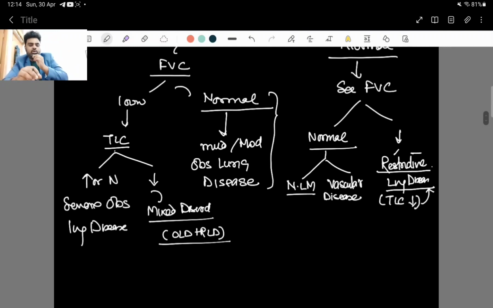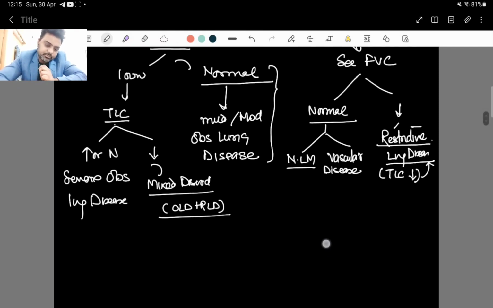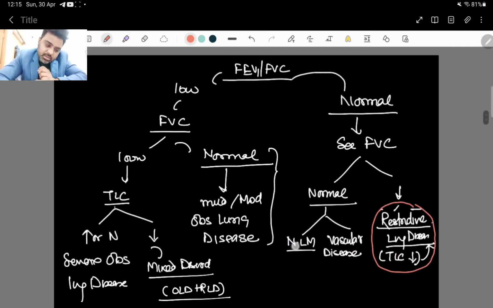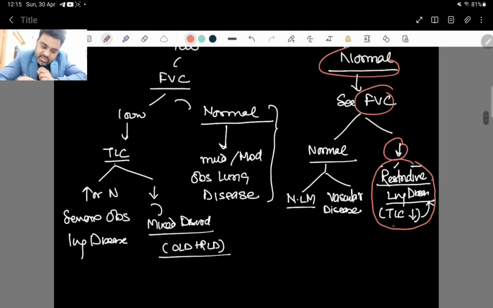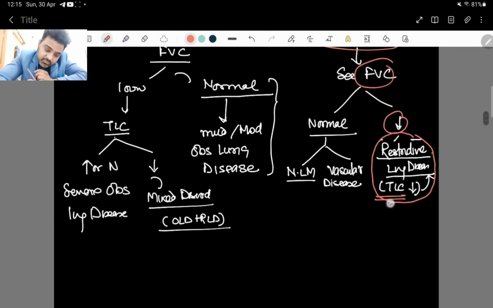Now, we'll add DLCO, that is diffusing lung capacity of oxygen, in this. Now we have understood that this patient has a restrictive lung disease. Why? Because FEV1 by FVC is normal. We have seen FVC is decreased. Then we have seen TLC is decreased. That means this is a restrictive disease. But we don't know whether this restrictive lung disease is intraparenchymal type or extraparenchymal. For that, what I have told you, we will see DLCO.